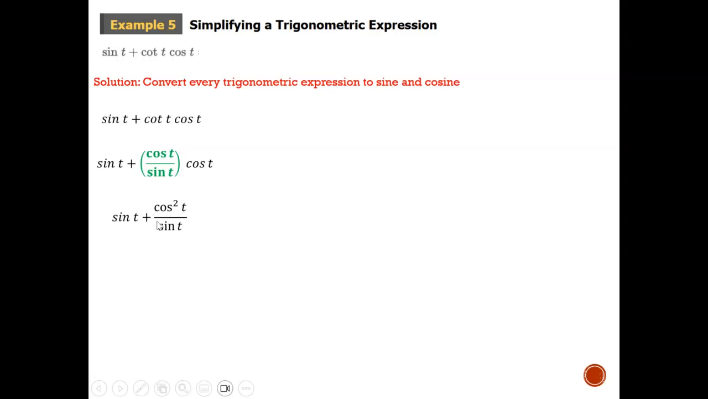Now, how can we add these? My LCD, the least common denominator, is going to be sine of t. So the sine of t, I need to multiply it by sine t over sine t. This is going to give us sine squared t over sine t plus cosine squared t over sine t. Now, sine squared t plus cosine squared t is equal to 1, by the identity. So it's going to give us 1 over sine t. And 1 over sine t is equal to cosecant t.